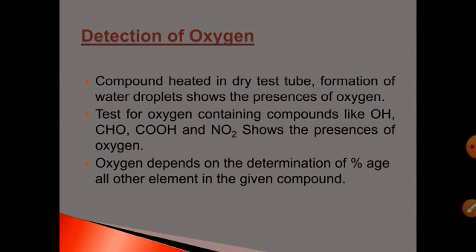The third test for oxygen depends on the determination of the percentage of all other elements present in a given compound. If the sum of these percentages falls short of 100, it gives the percentage of oxygen, and then oxygen is confirmed in the organic compound.